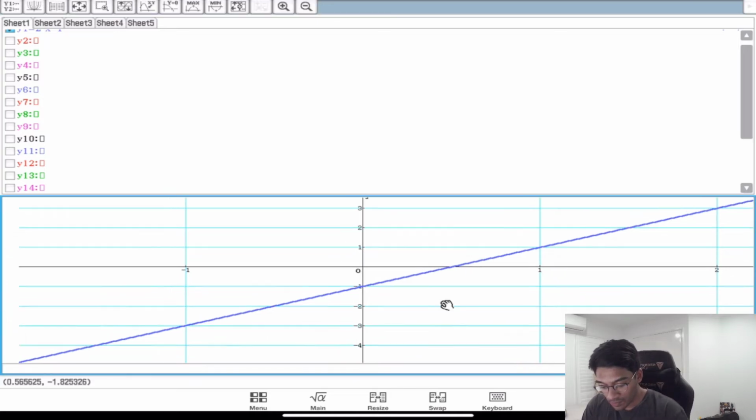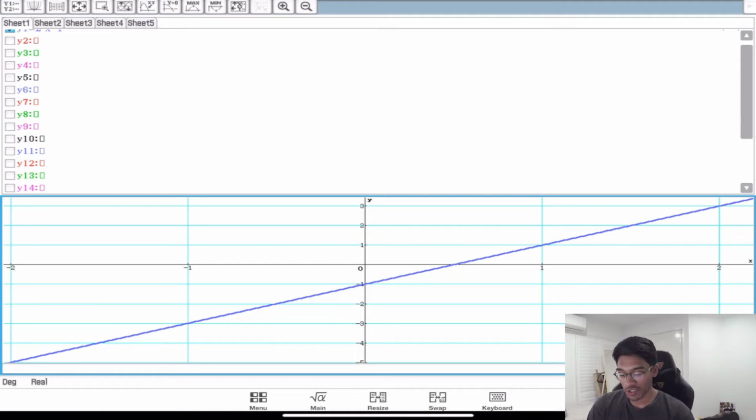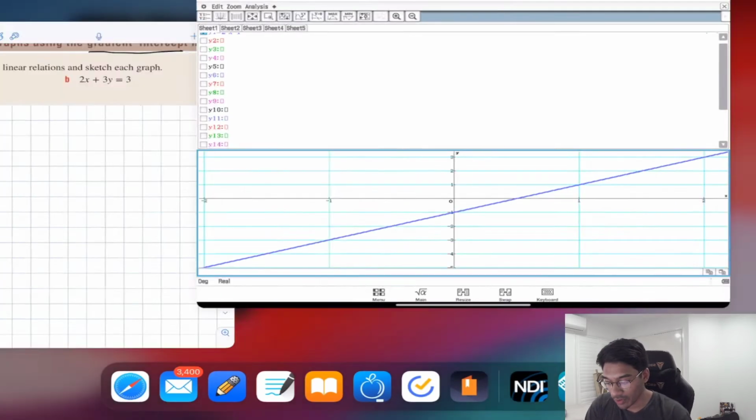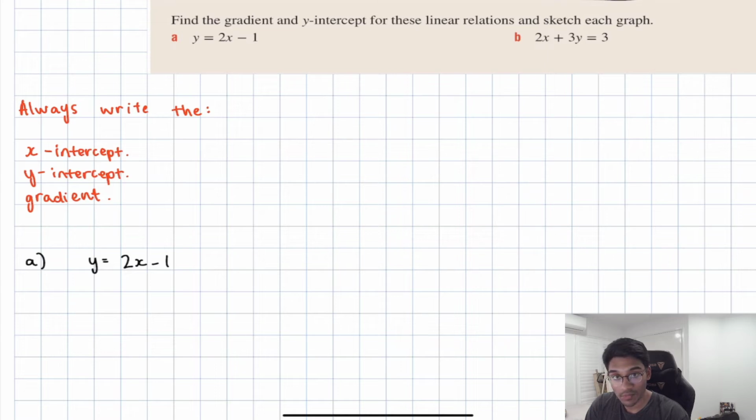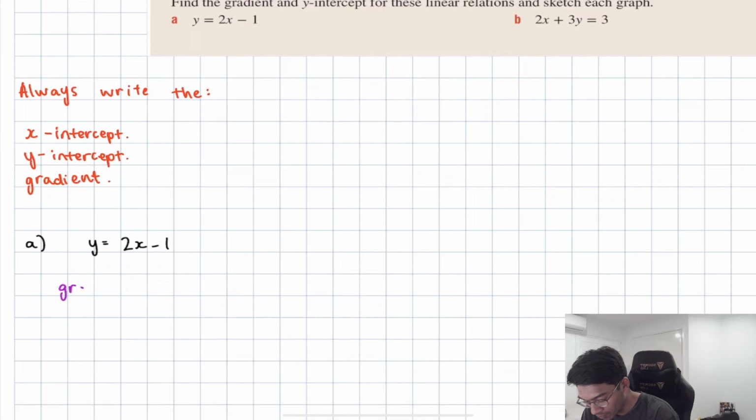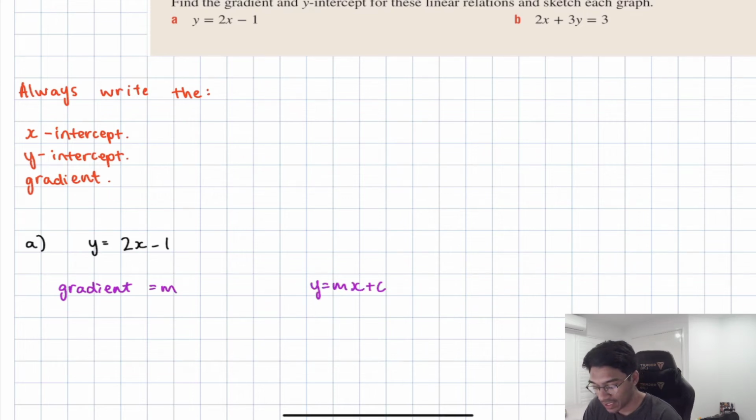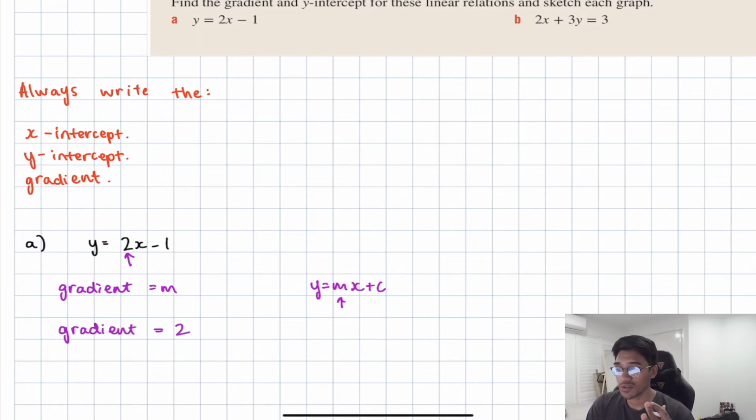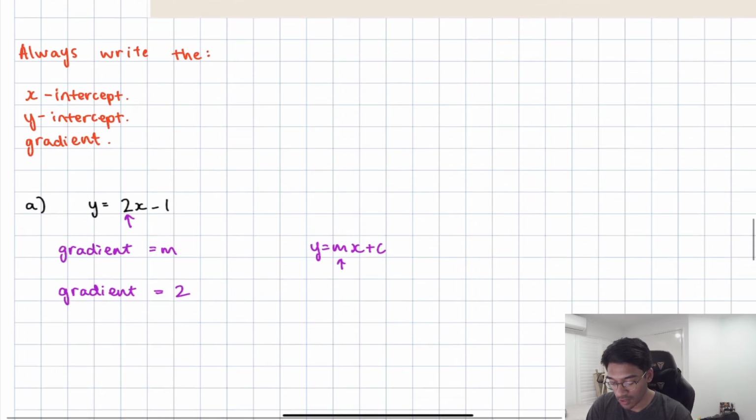So, there's a few things. Remember I said that I want you to write down 3 things. I want you to write down the x-intercept, the y-intercept, and the gradient. I'm going to show you how. So our gradient, remember that our gradient is our m in our y is equal to mx plus c form. So you can see here that m is represented by 2. So my gradient equals 2. So that part you don't need a calculator for, you can just look at the equation I'm looking at.